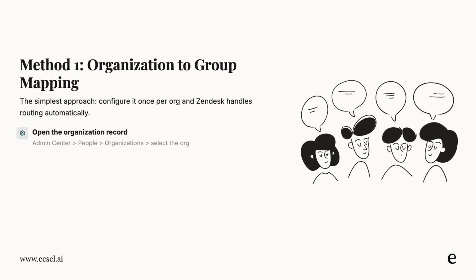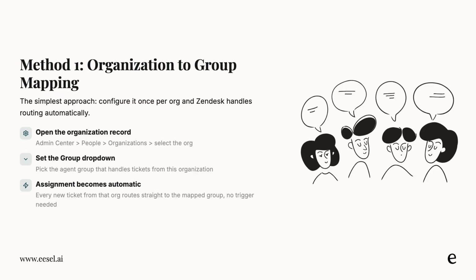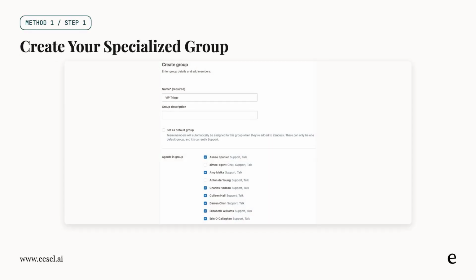Group mapping is the simplest approach and requires Zendesk Professional or higher. Open an organization's settings, find the group drop-down, and select which agent group should handle their tickets. From that moment forward, every ticket from users in that organization is automatically assigned to that group before any triggers even run.